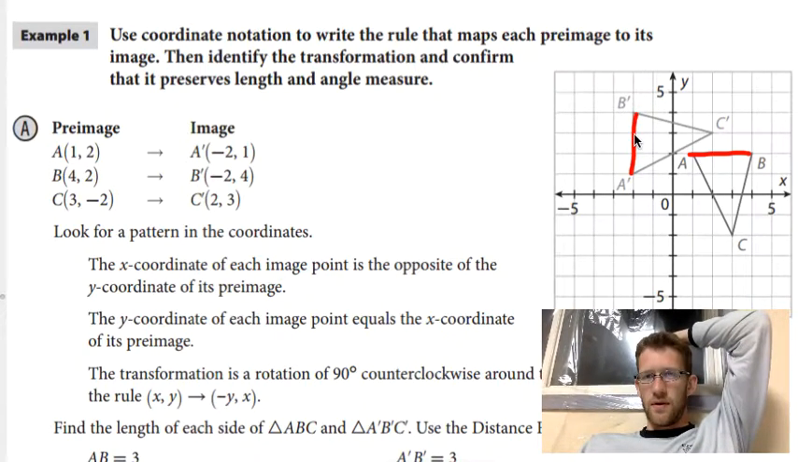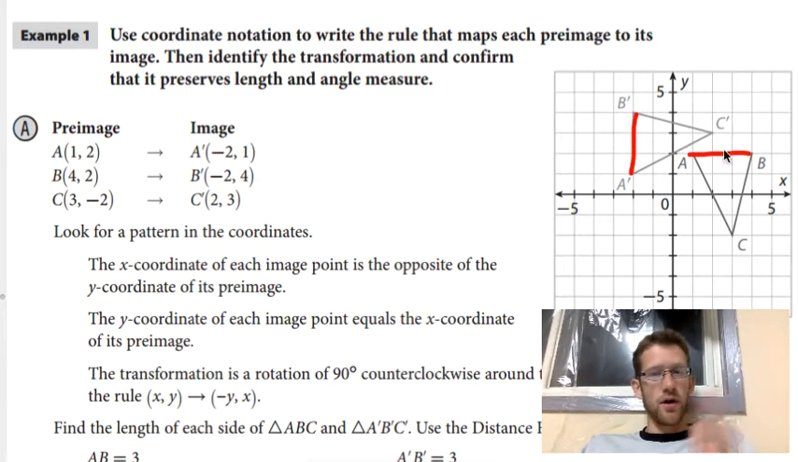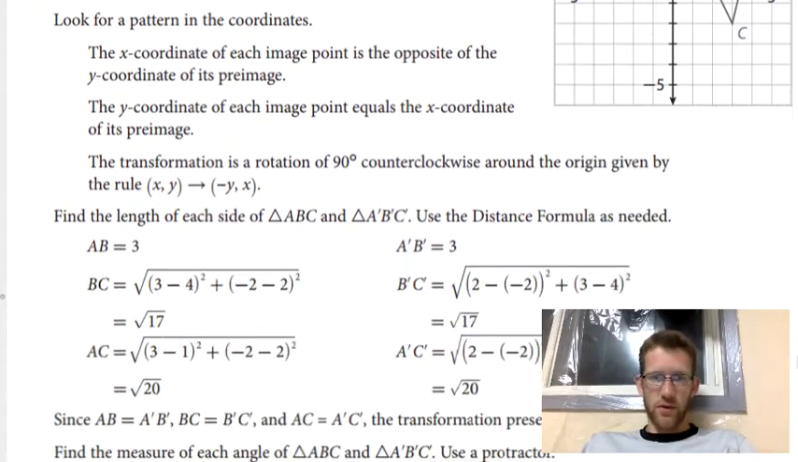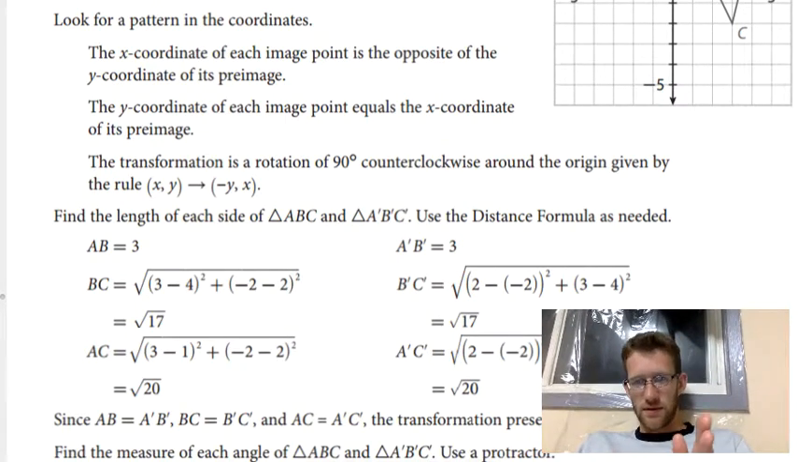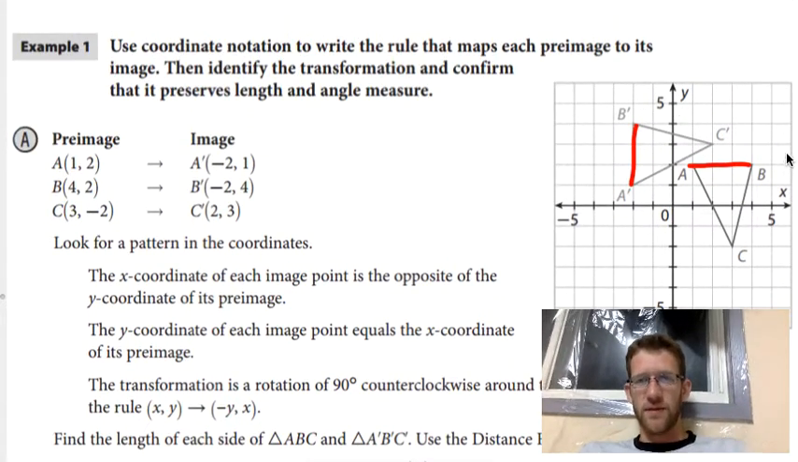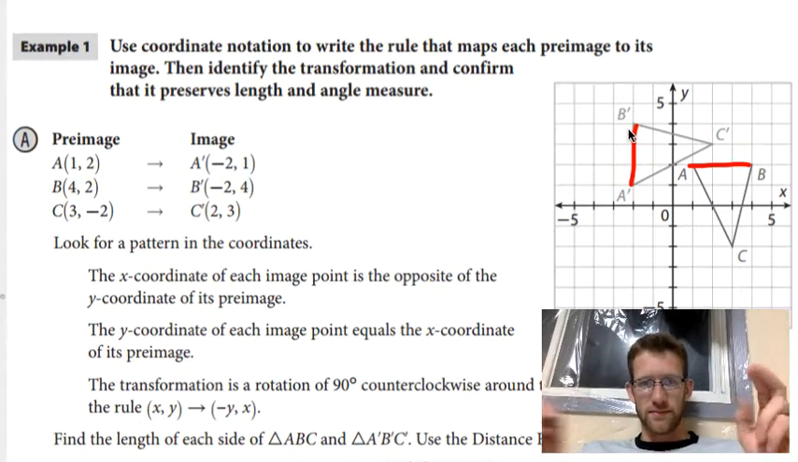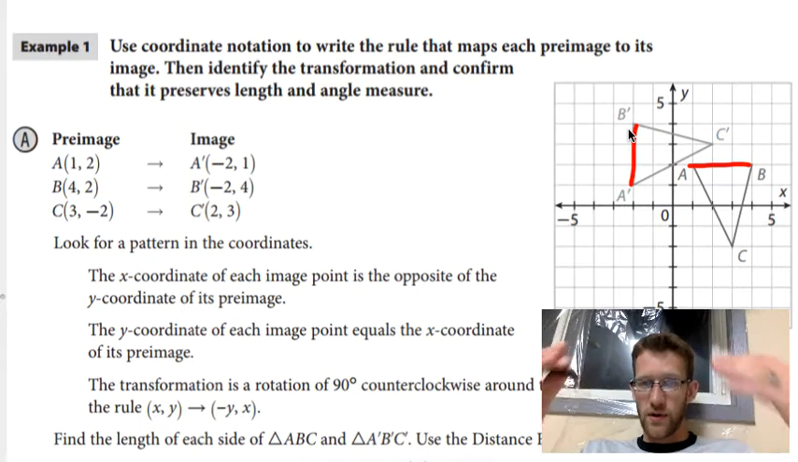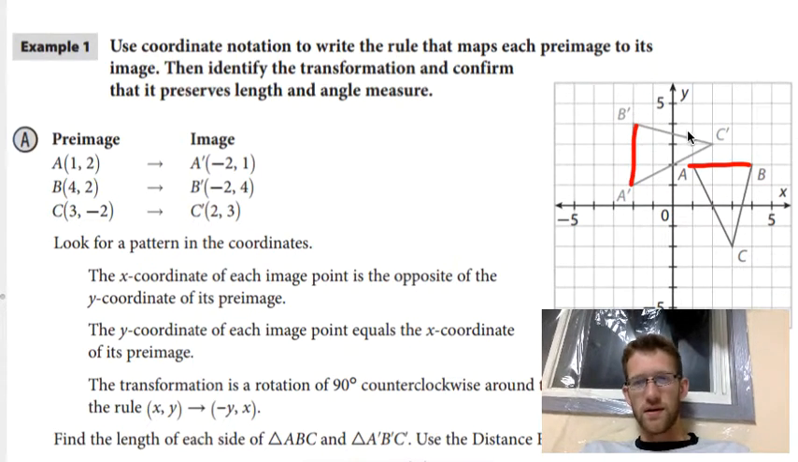You could do, we need to check the other lengths as well. We can go B prime to C prime, and sure, you could do what they do down here and use the distance formula, and it's the exact length, and yes, that's correct. It's how you find the length of a segment. However, again, there's an easier way. It's the counting method. Since we're in the coordinate plane, we can merely count the distance both horizontally and vertically.